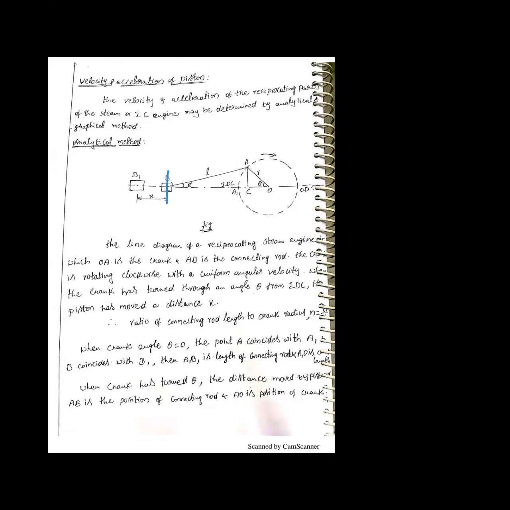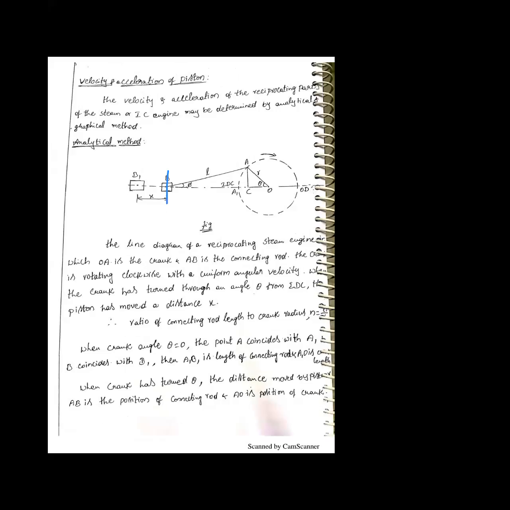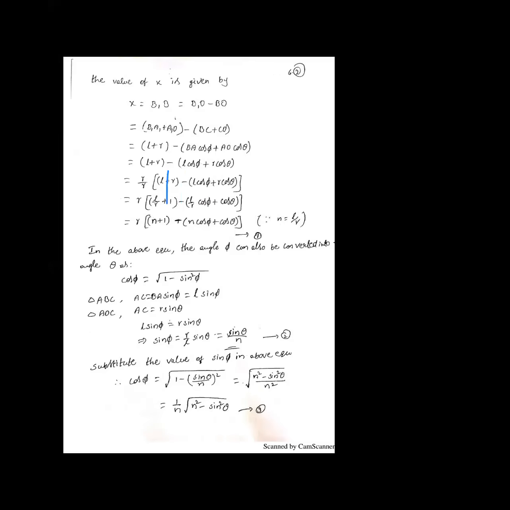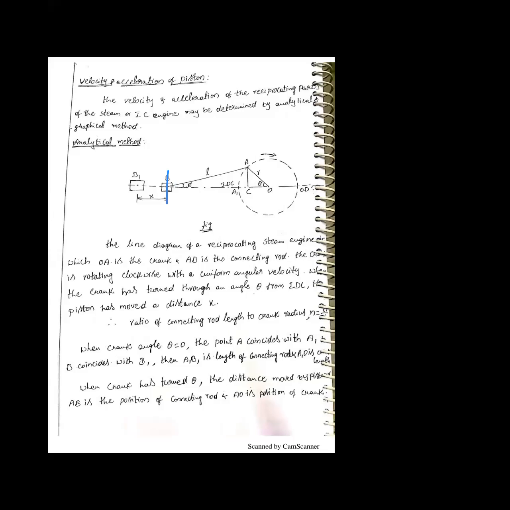Okay, listen guys. So B1A1 plus A1O is there. So what is the B1A1 value? B1A1 is L. Why? Because when the position of A is shifted to A1, B is also shifted to its position B1. So that means this is the connecting rod length. B1A1 is our connecting rod length, so that is L. And A1O is the crank radius.